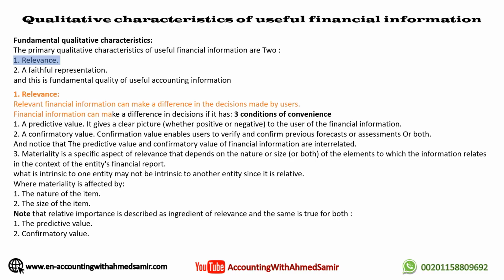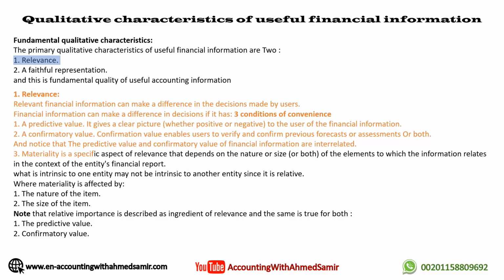Financial information can make a difference in decisions if it has three conditions. 1. A predictive value. It gives a clear picture, whether positive or negative, to the user of the financial information. 2. A confirmatory value. Confirmatory value enables users to verify and confirm previous forecasts or assessments, or both. And notice that the predictive value and confirmatory value of financial information are interrelated.